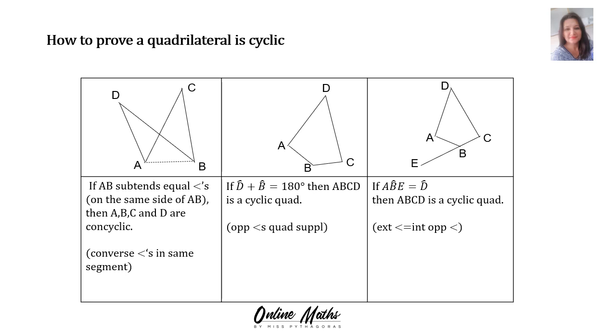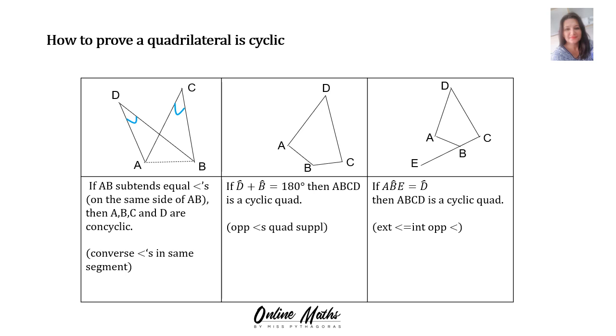If we look at the first one, if chord AB subtends equal angles on the same side of AB, then ABCD are concyclic. In other words, if you can show that angle D is equal to angle C, then ABCD is a cyclic quadrilateral. And the reason is it's the converse of angles in the same segment.